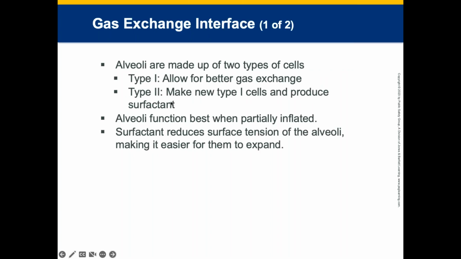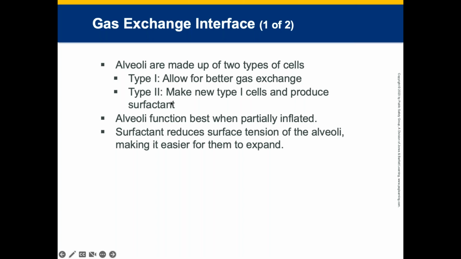Right. Let's talk a little bit about the gas exchange interface. So the alveoli are made up of two types of cells. We have type 1, which are pneumocytes, which are almost empty, allowing for better gas exchange, right? And we have type 2, which make new type 1 cells and produce surfactant. What is surfactant? It's on the screen. Lubricant, right?